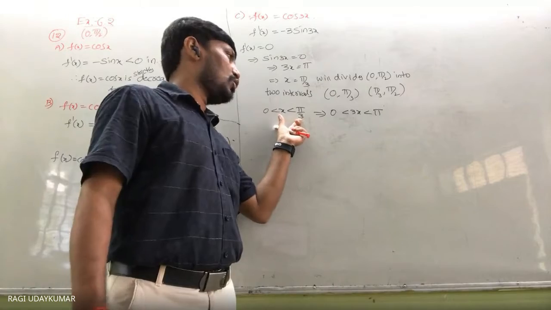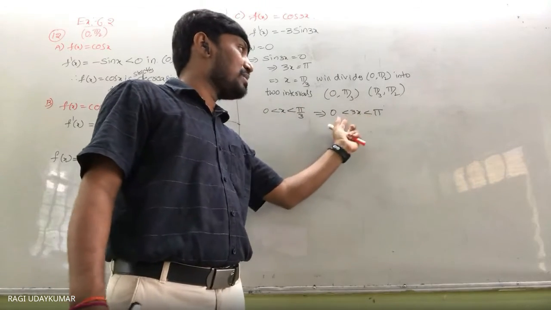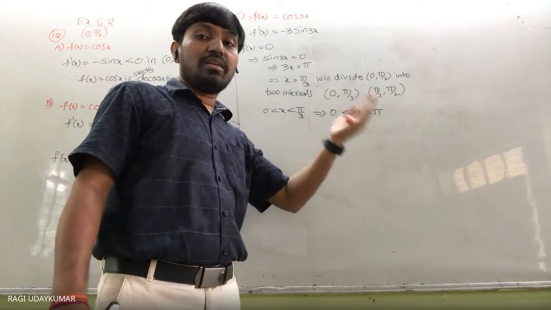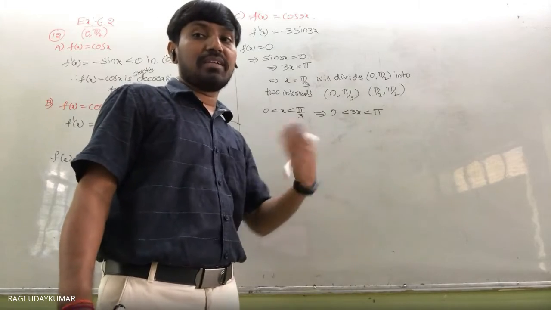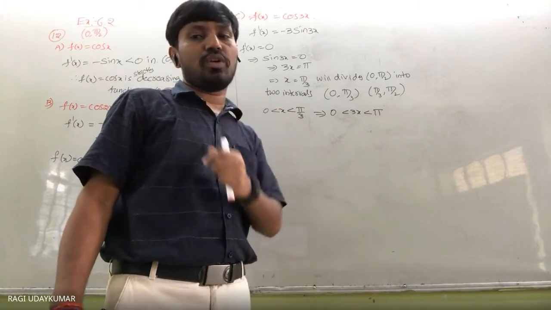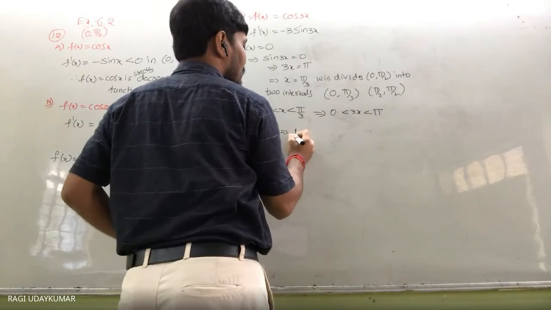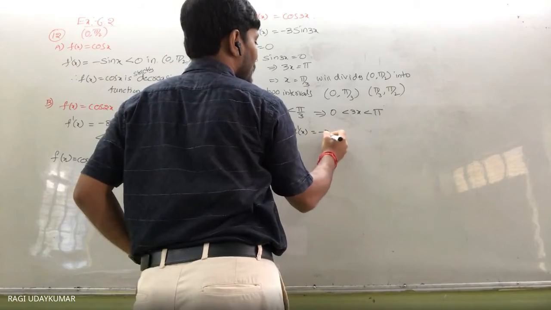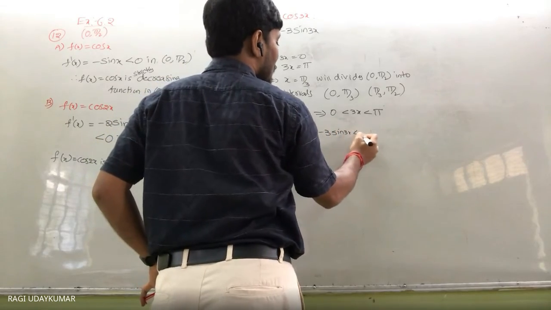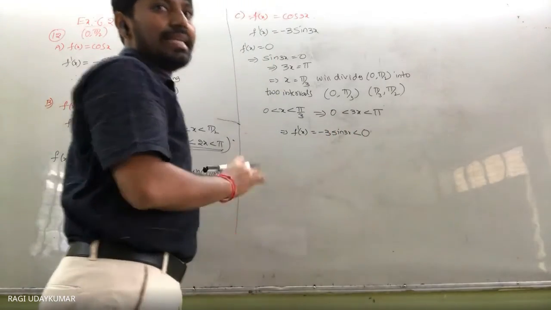X is in between 0 to pi by 3. Then 3x will lie between 0 to pi. 0 to pi means first quadrant and second quadrant. In the first and second quadrant, sin 3x will be positive. So this is positive, but this is negative. So this implies f dash of x is equal to minus sin 3x is less than 0 in that interval.